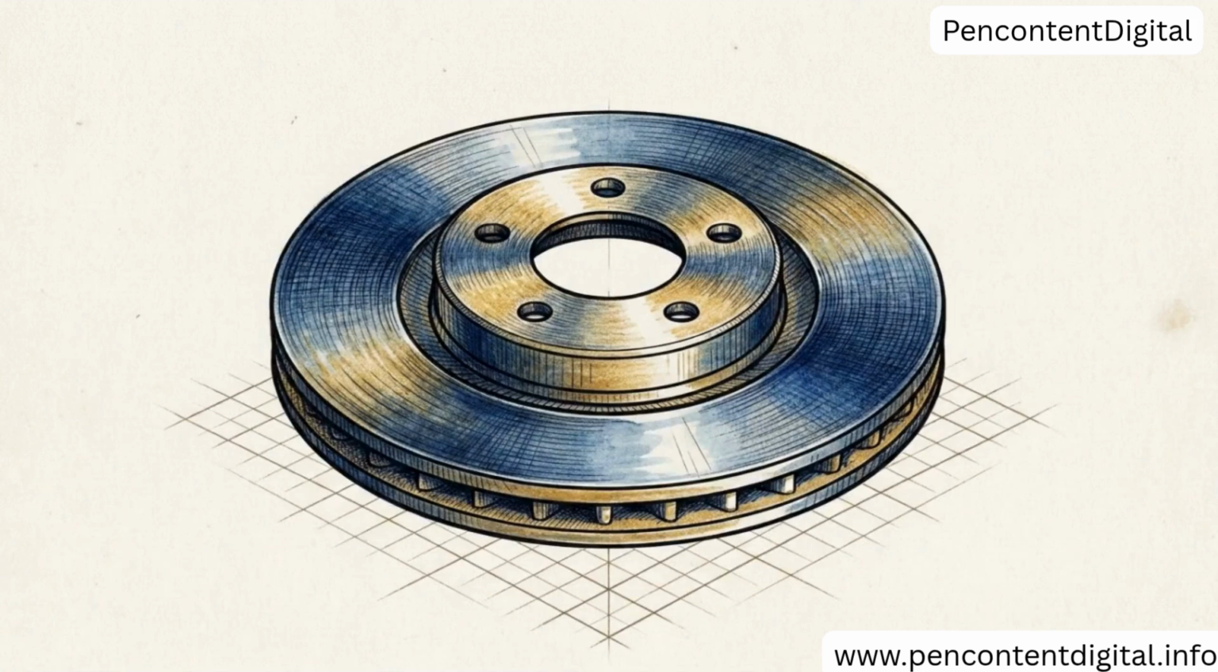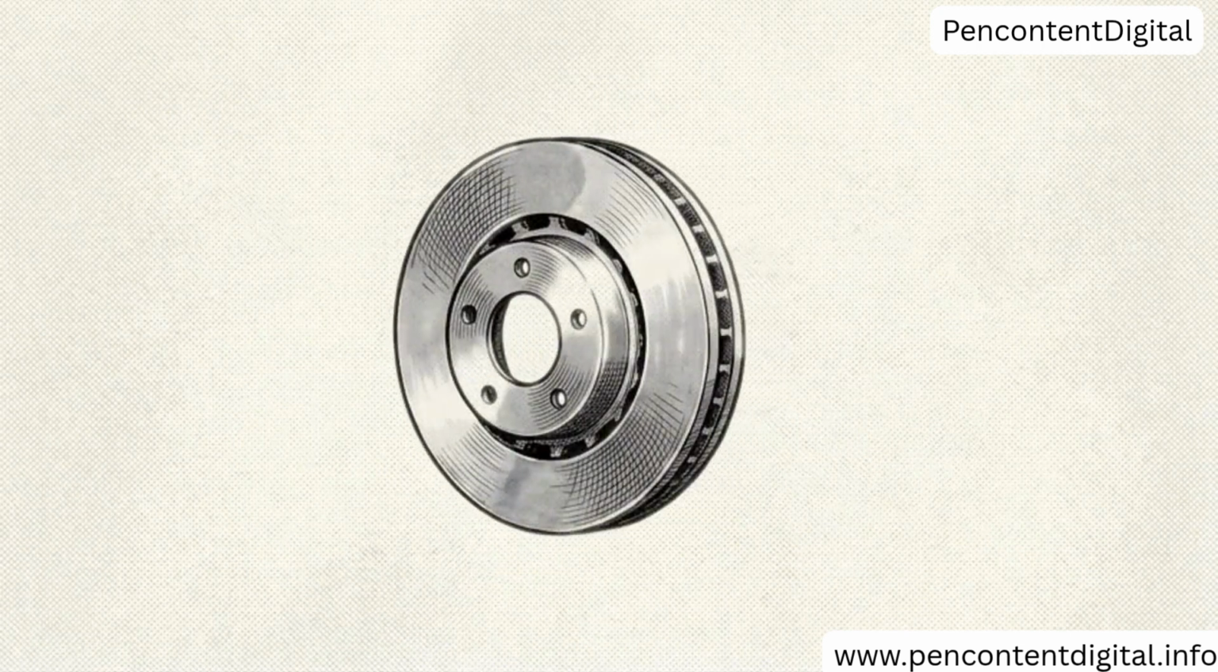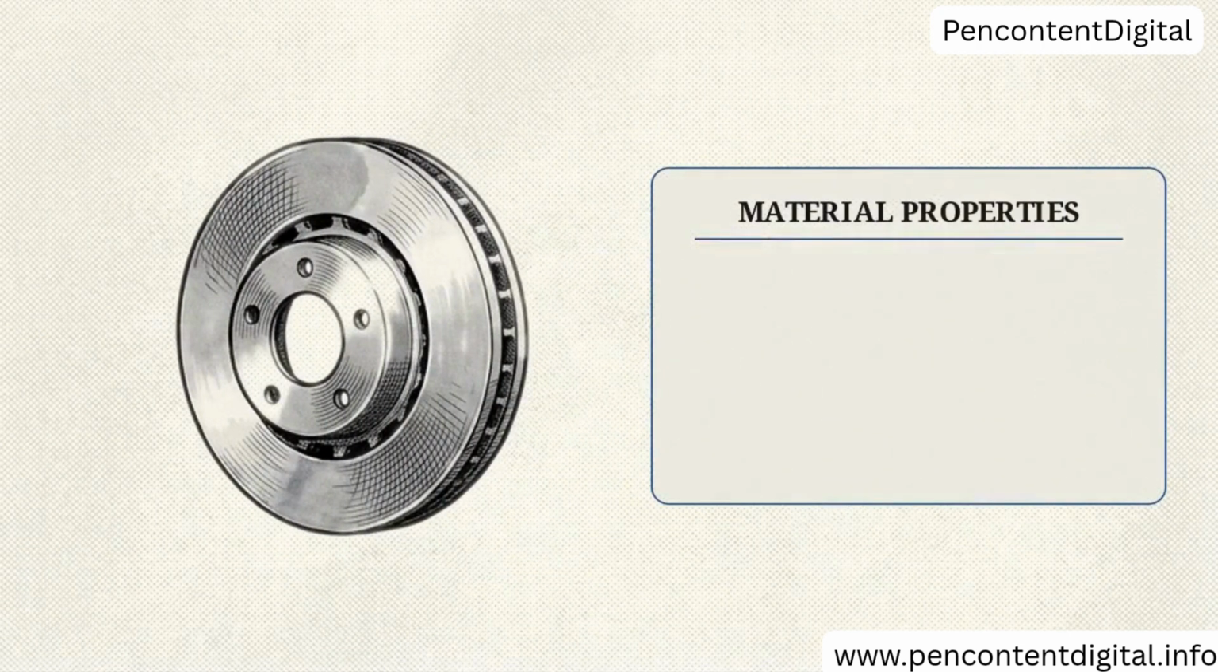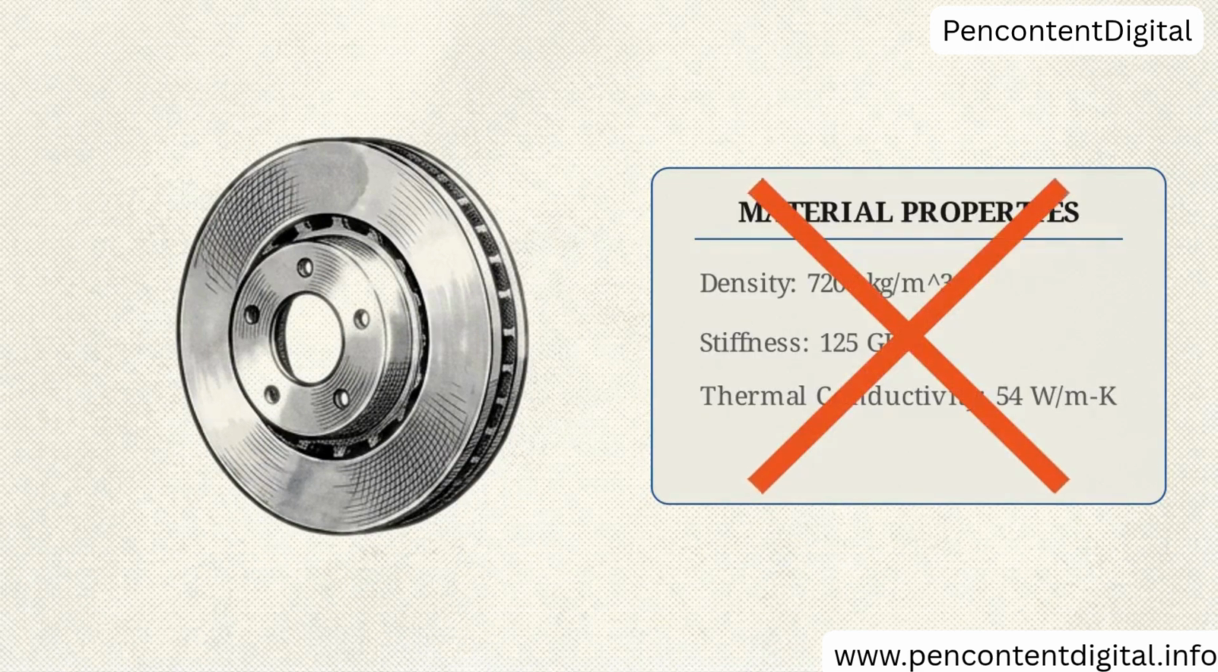We begin with Step 1, importing the CAD geometry. We will track a single automotive brake rotor through this entire process to see how a digital model becomes a functional test. In Step 2, we define the material properties. The software requires precise data on the object's makeup, including density, stiffness, and thermal conductivity. Without accurate data, the mathematical foundation produces unrealistic results.